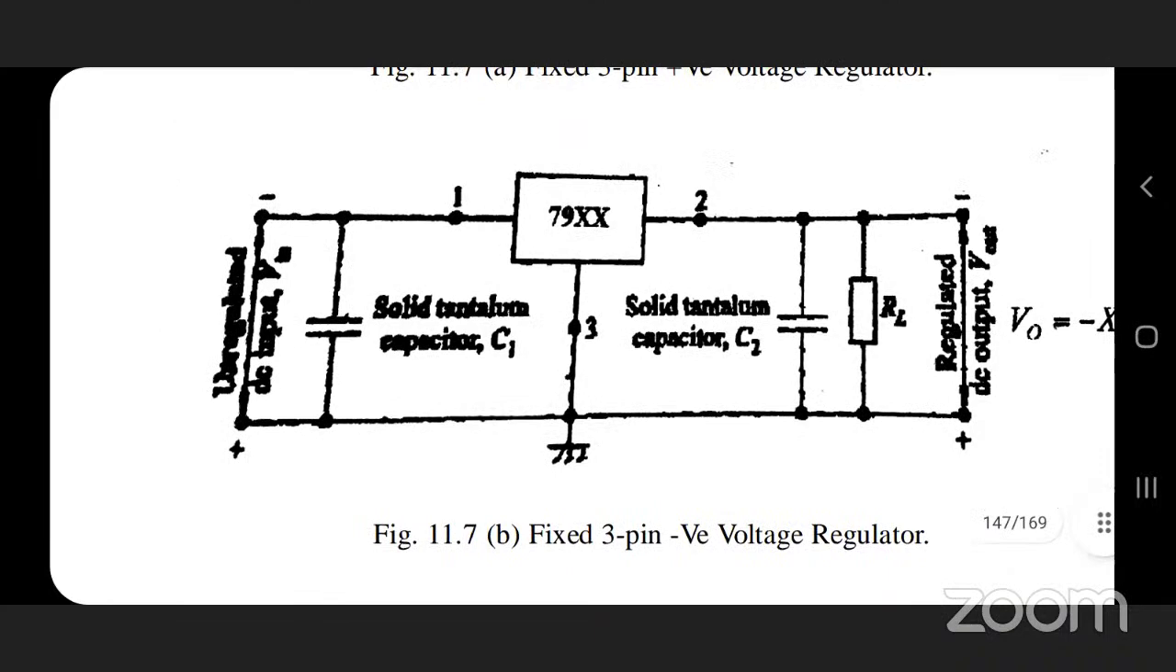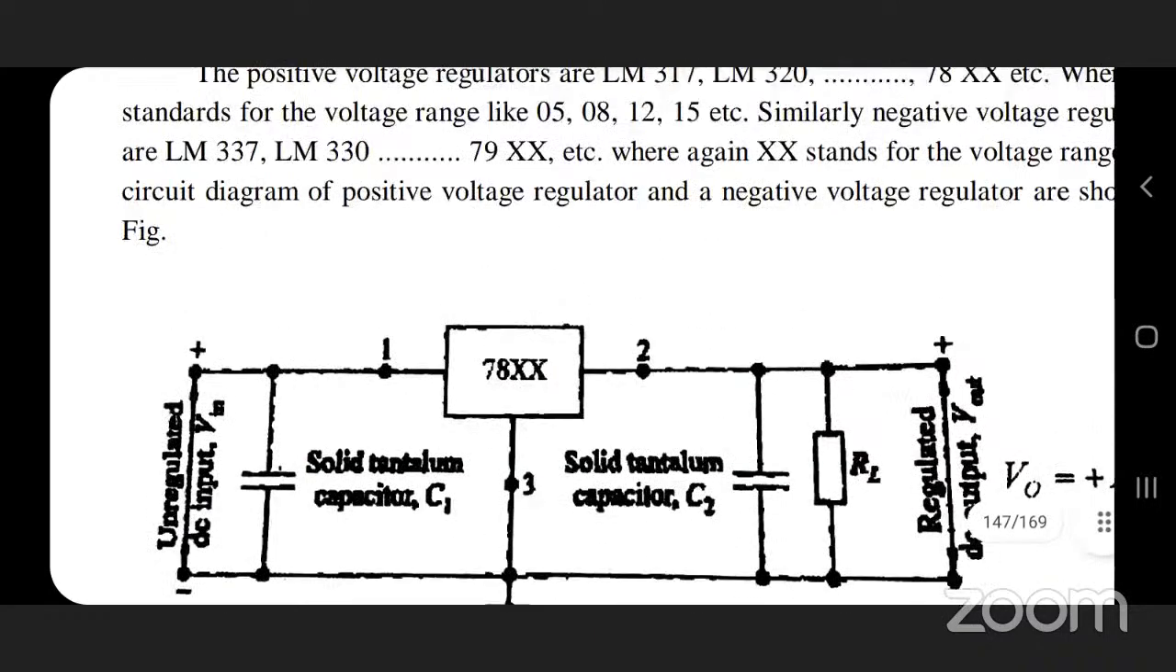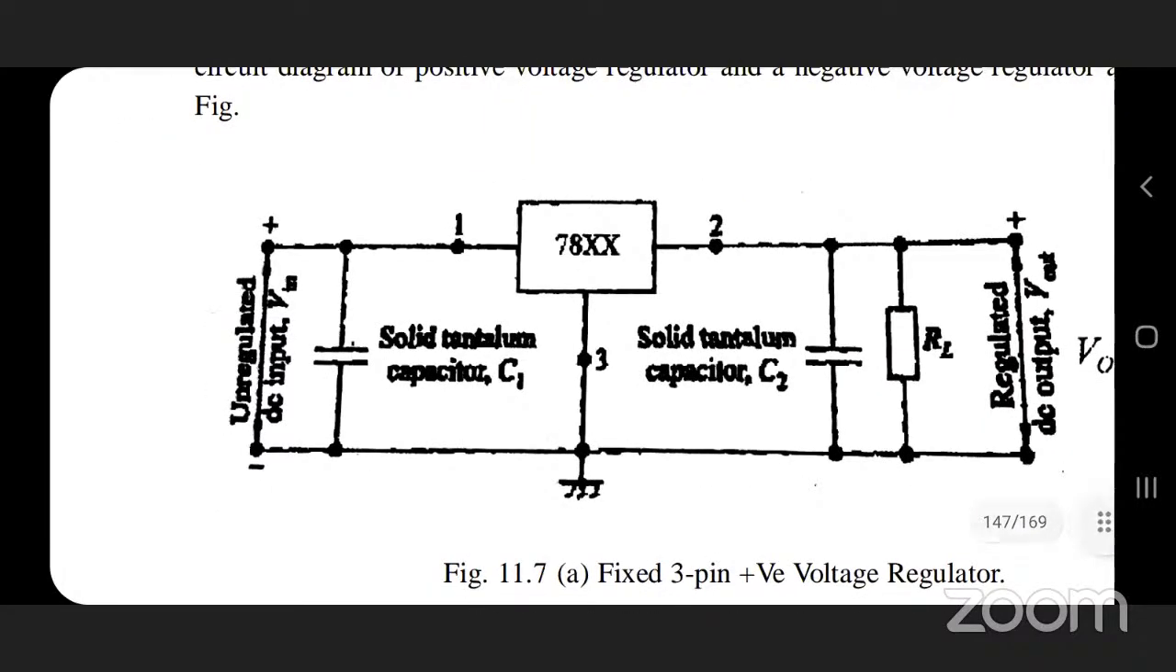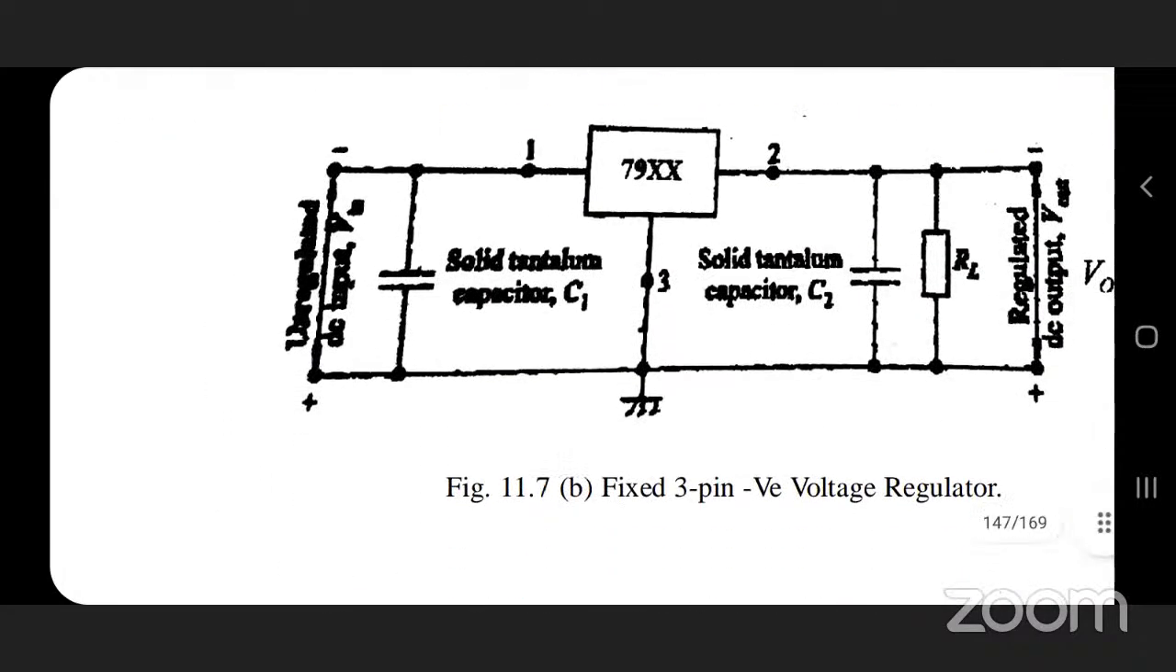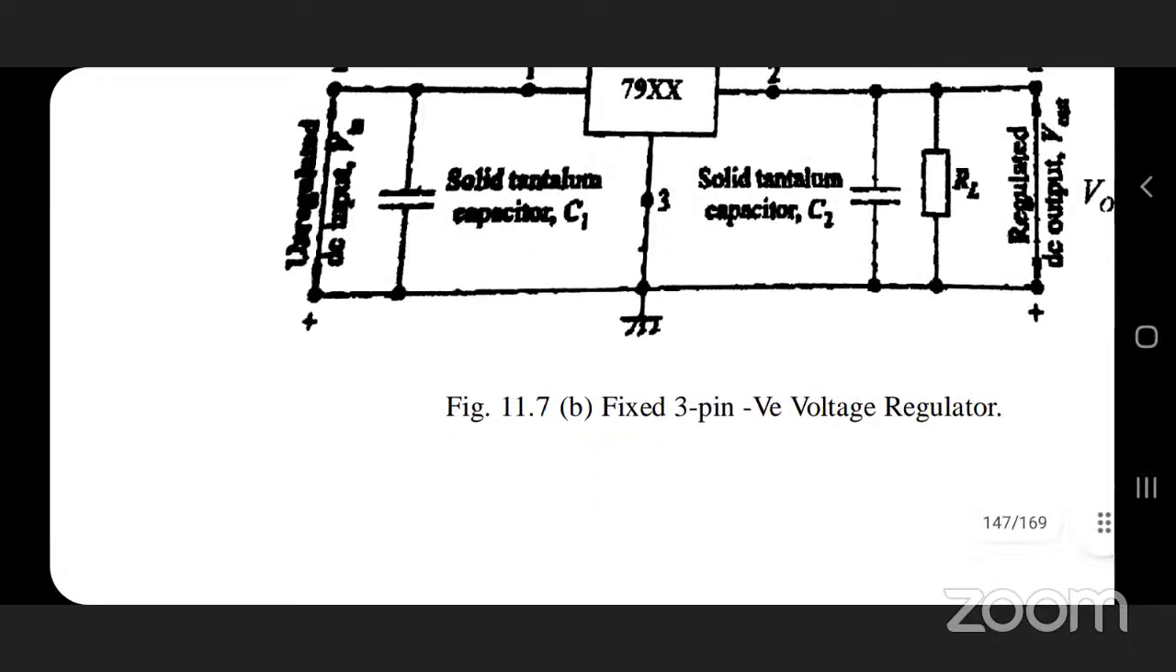Next, the fixed negative voltage regulator. The only difference is that the plus and minus are swapped, converting the negative to plus. So that is a fixed 3-pin negative voltage regulator.